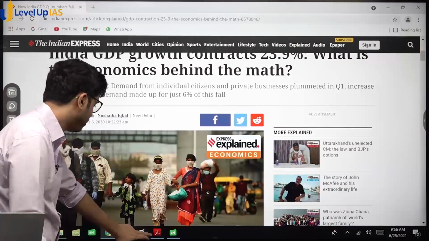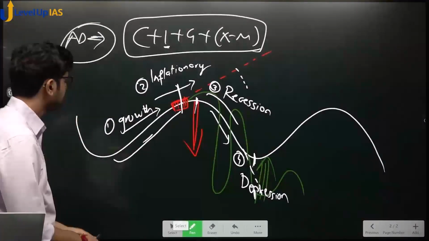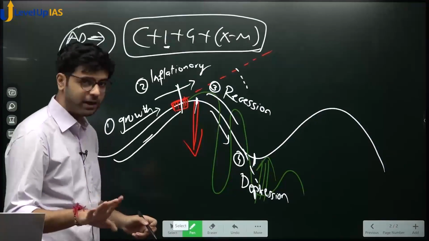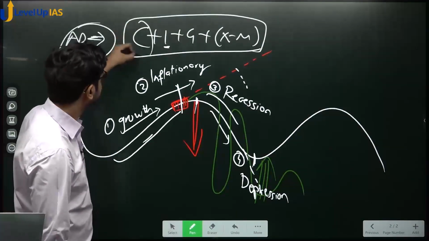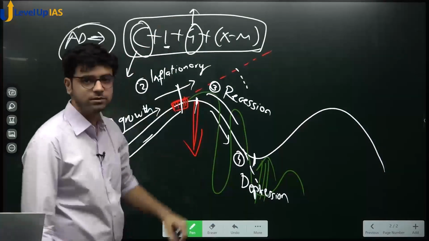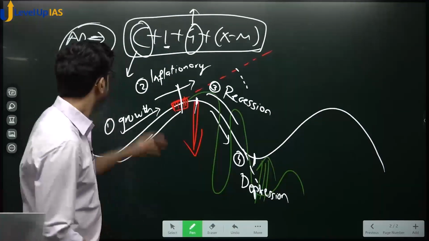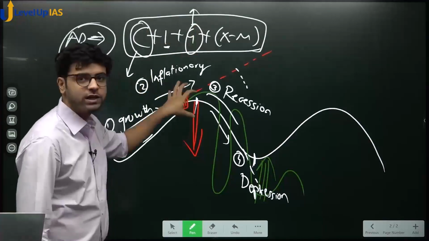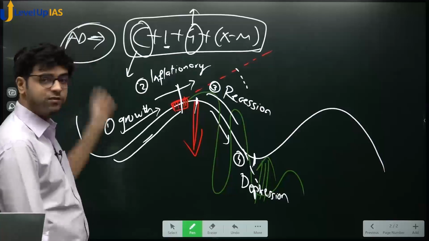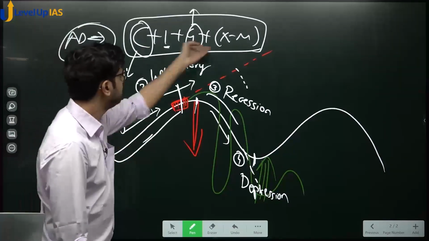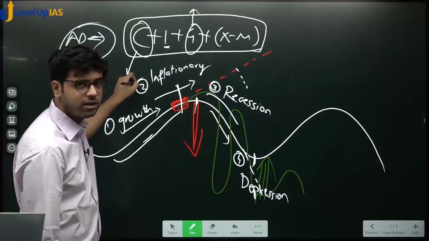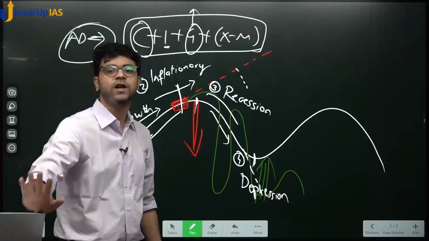Let me go back to the equation. They are trying to say demand from private and businesses failed, which means C went down and G only made up 6%. They are trying to say, see, if any of these falls down, this will fall down. So you are saying GDP reduced by 23.9%. This went down by 23.9%. Something must have gone down here. So they are saying C fell down drastically and G only made up 6% of that.